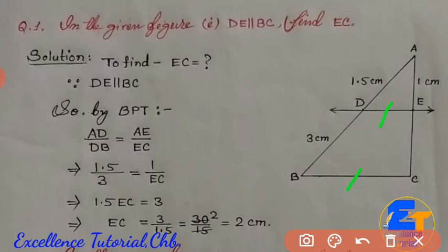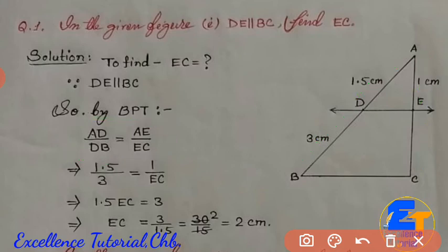In the BPT theorem, that is the basic proportionality theorem, we learned that if a line is parallel to any one side of a triangle, it divides the other two sides in equal ratio. That means DE is dividing these two sides of the triangle, AB and AC, in equal ratio. So how will you write the ratio? In this way: AD upon DB equals AE upon EC. You can see I have written the same here.